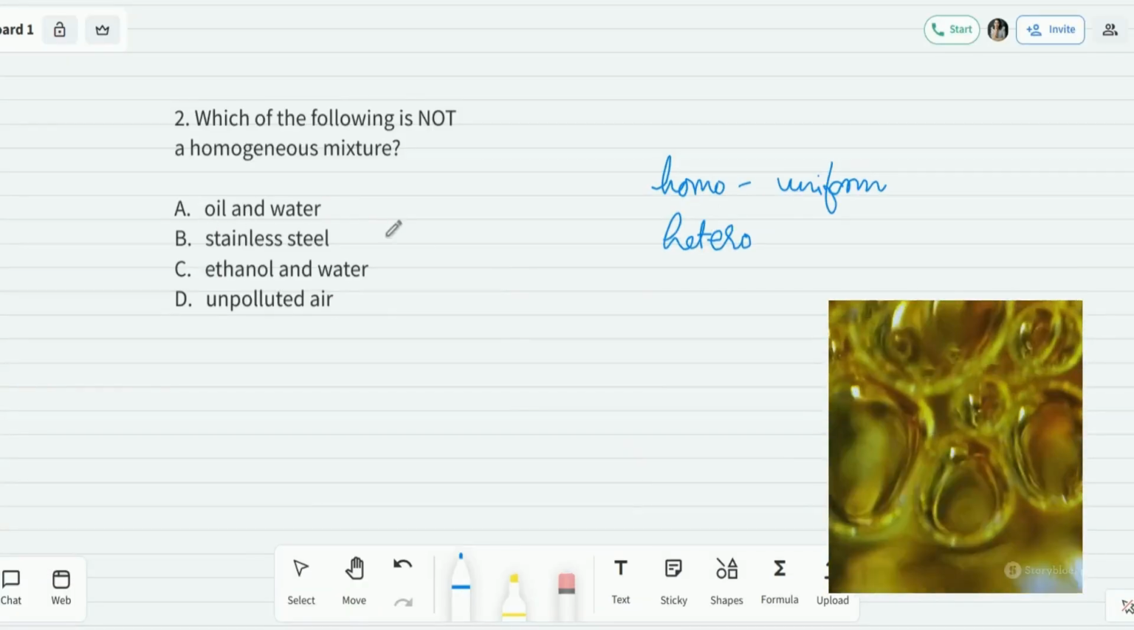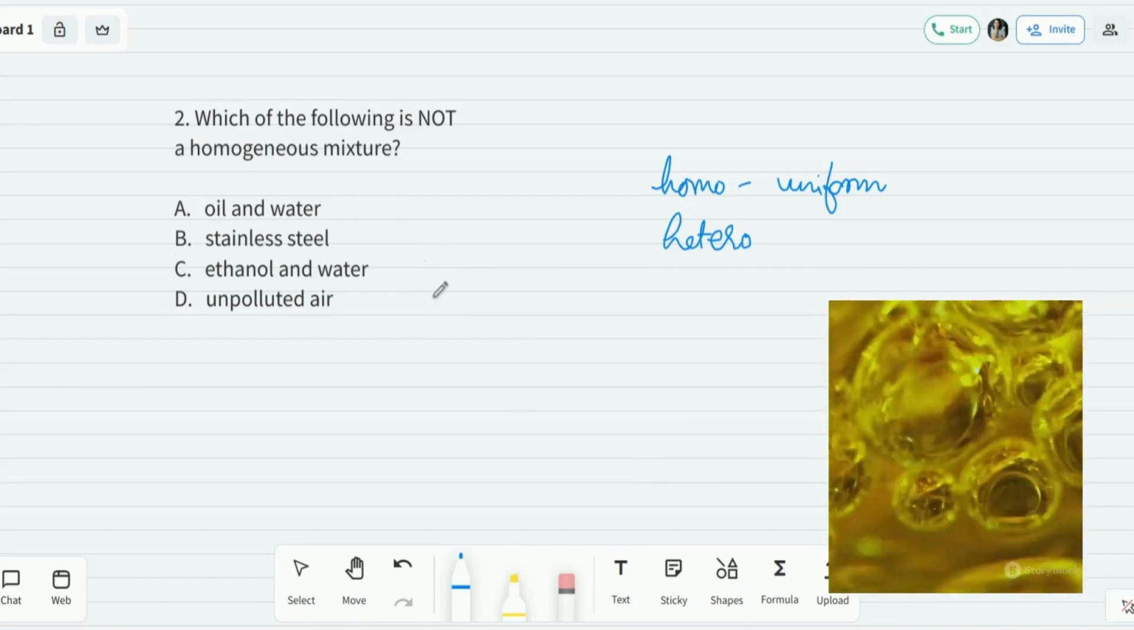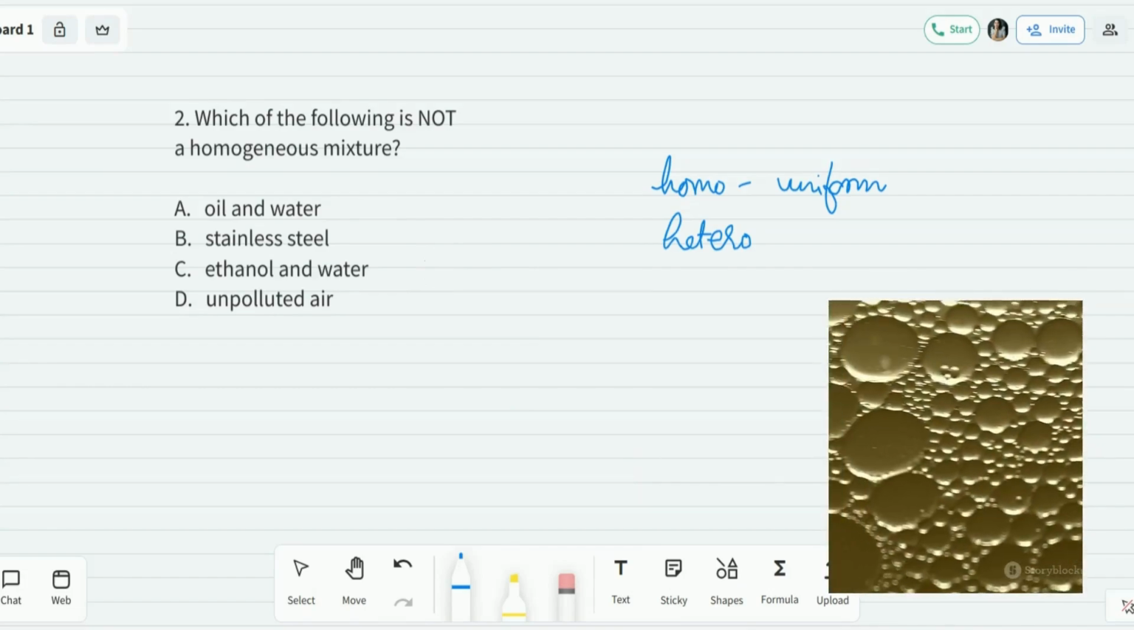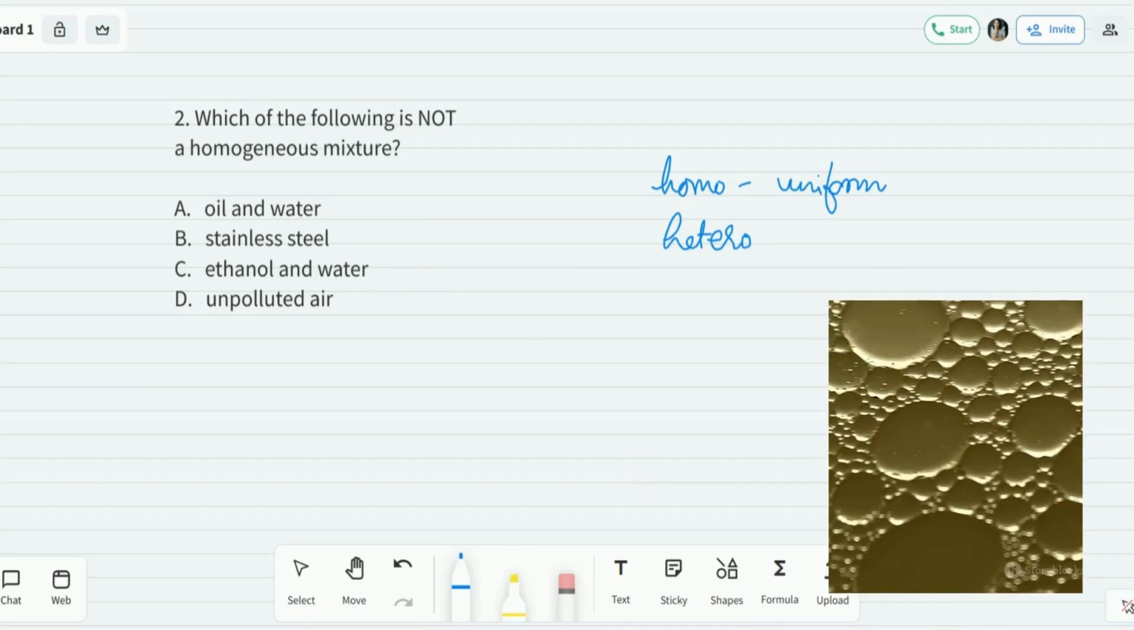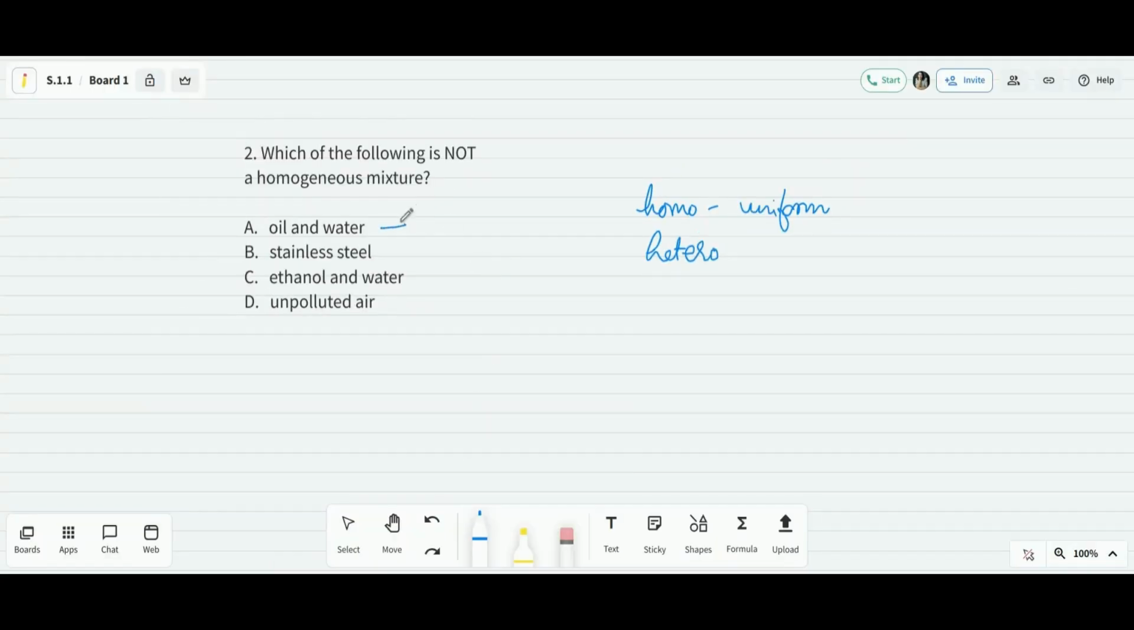Oil and water, we know that they don't mix evenly. Oil is less dense than water. It forms a layer and floats over the water. So this is hetero.